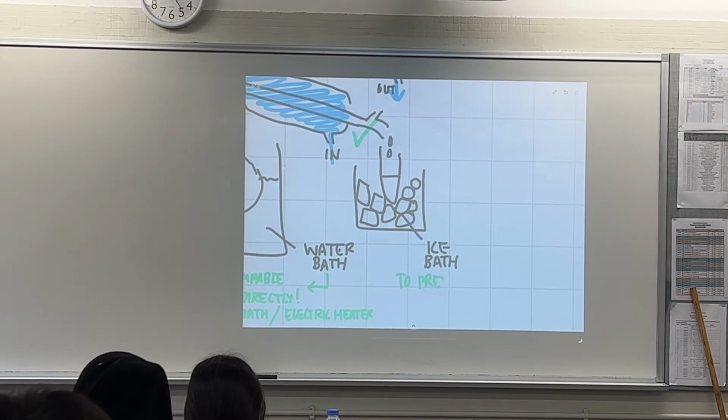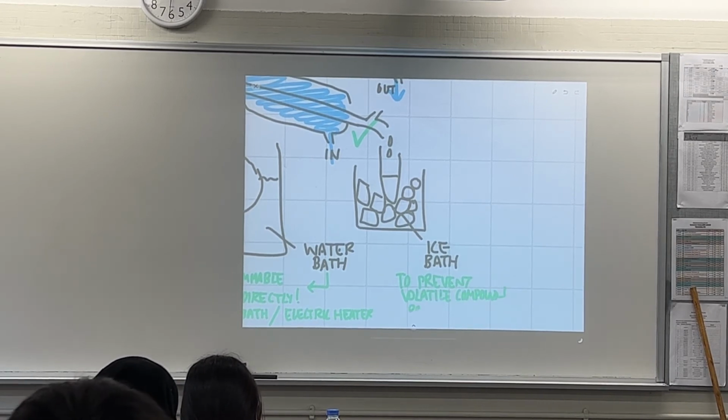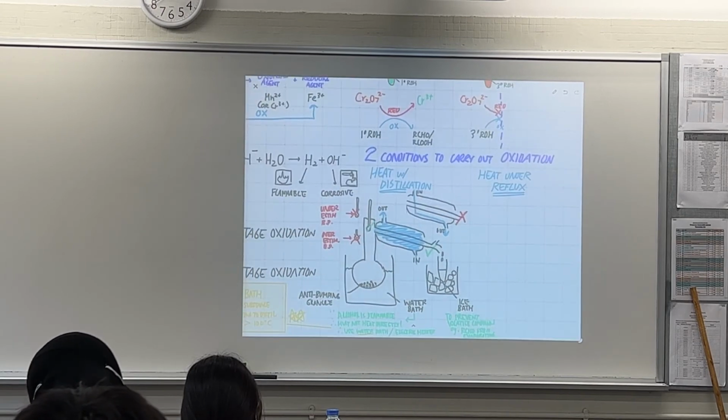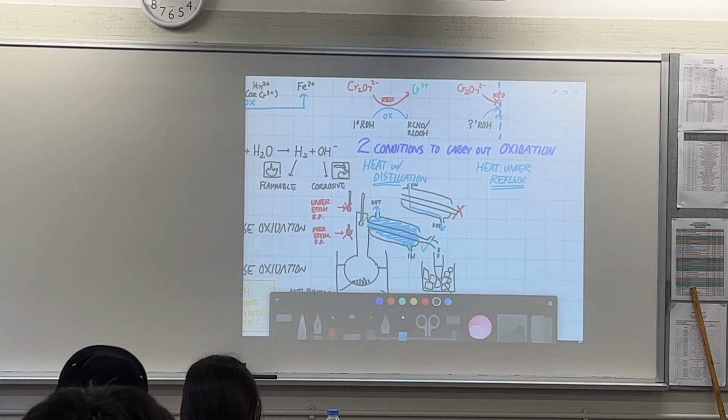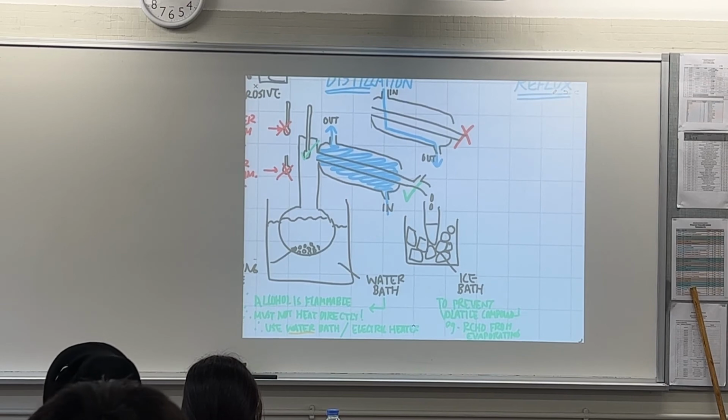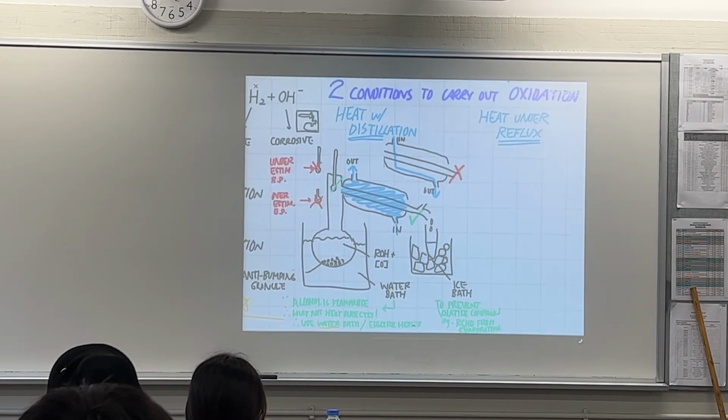So the ice bath is to prevent volatile compounds such as aldehyde from evaporating. Okay. So I would suggest that you memorize the whole setup, where things go, where they belong. And finally, we put the mixture of alcohol and oxidizing agent here. So ROH plus oxidizing agent in here.